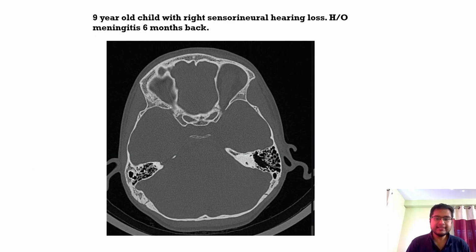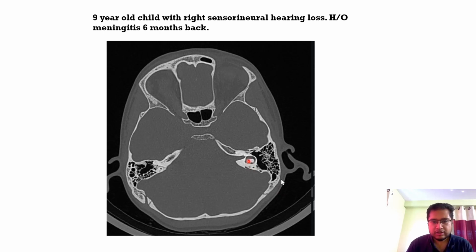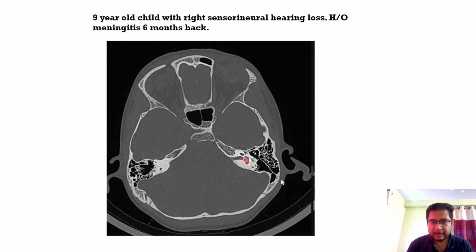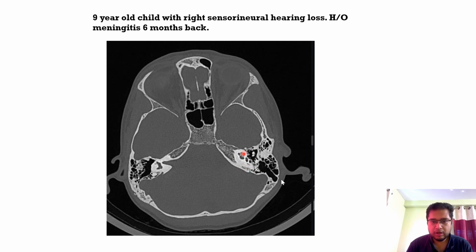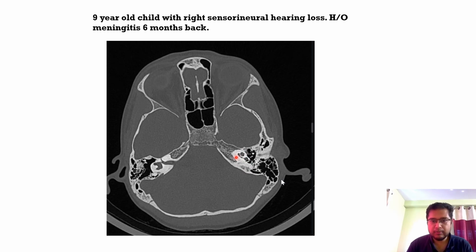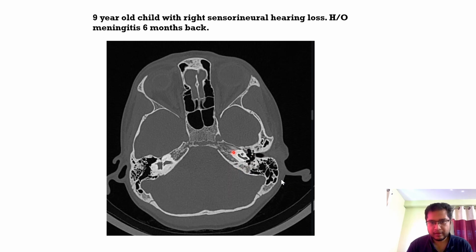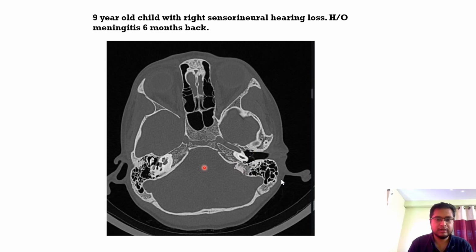So now coming to my next case, which is of a 9-year-old child who presented with right-sided sensory neural hearing loss and a history of meningitis 6 months back. And this is the HRCT done for this patient. I'm scrolling from cranial to caudal direction. So mainly we look at the inner ear here. So here we can see the lateral semicircular canal, the vestibule, the apical and the middle turn of the cochlea, the modiolus and the otic capsule. This is very well seen here on the left side.